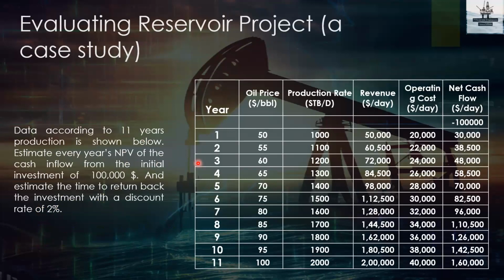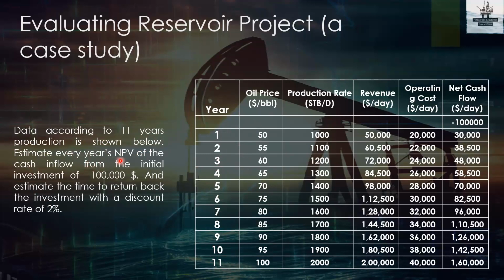So this is the example that today we are going to discuss, evaluating a reservoir project, a case study. We are going to understand this data, and based on that, we will be estimating NPV and IRR, and understanding whether this project is viable to accept or not. First of all, let us see the data. According to the table, 11 years of production is shown, year-wise: year 1, year 2, year 3, up to year 11.